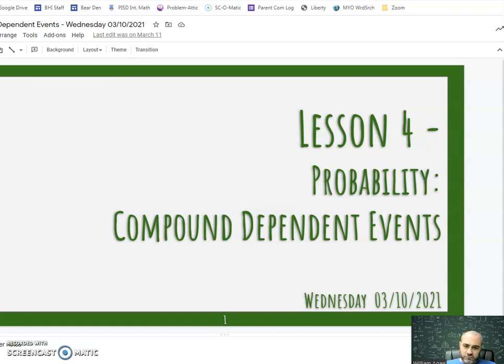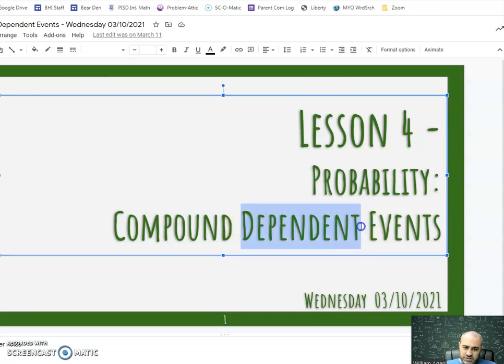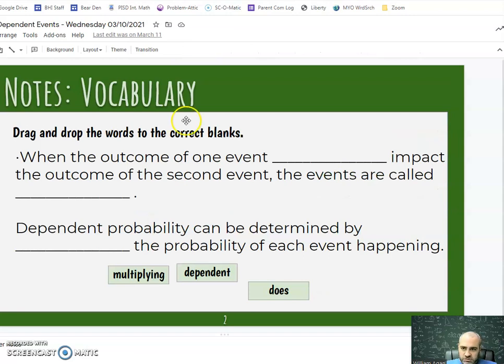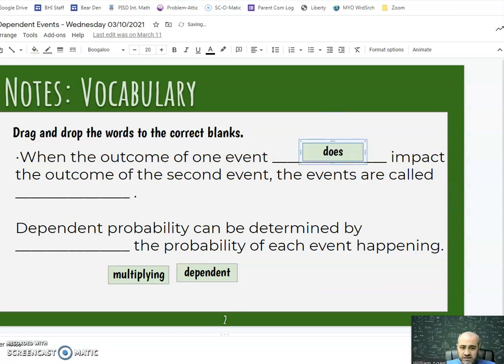Alright, so lesson 4 is over dependent events. What we did last time was independent. Dependent means that the second event depends on the first event. That means that things are going to change. So, the vocabulary: when the outcome of one event does impact the outcome of the second event, the events are called dependent.